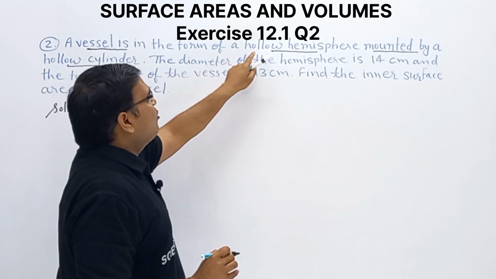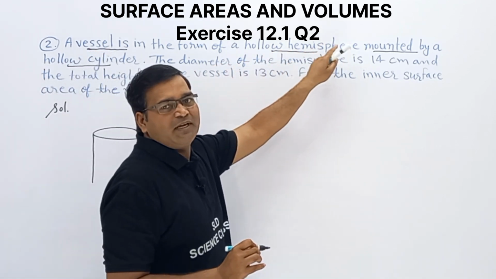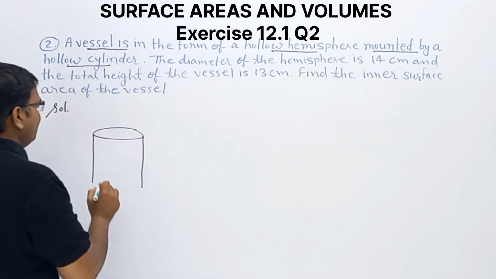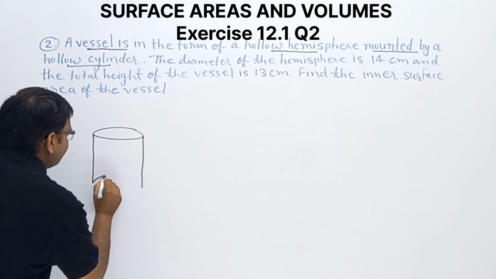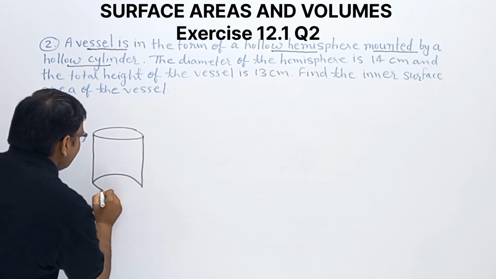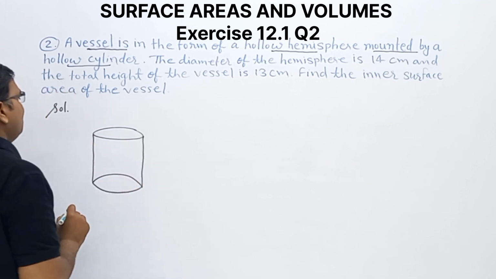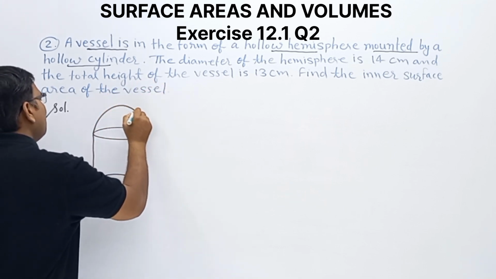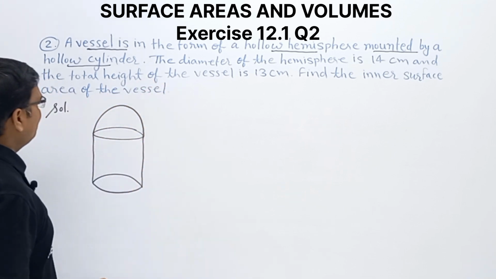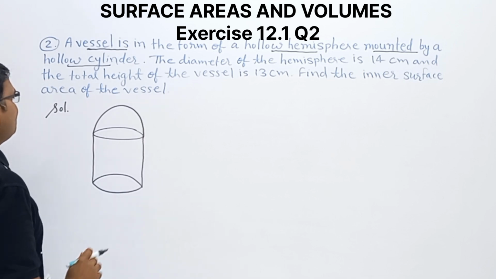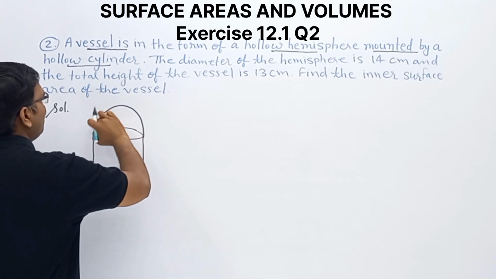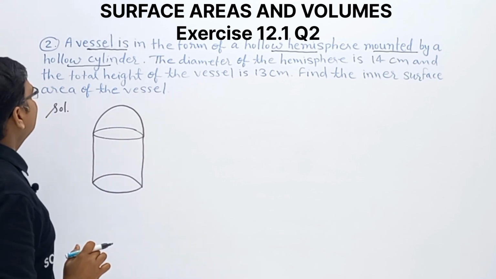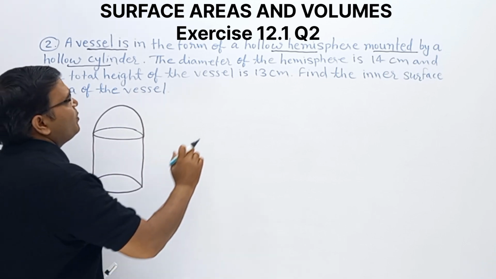A vessel is in the form of a hollow hemisphere mounted by a hollow cylinder. This is the cylinder, and a hollow hemisphere is mounted on it. Are you getting it? This is the cylinder and the hollow hemisphere is mounted on it. Clear?